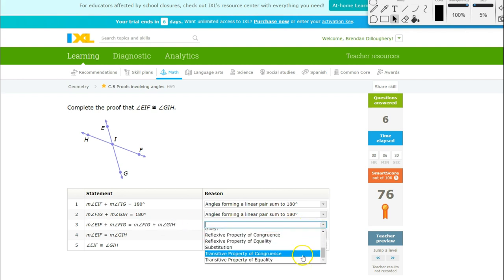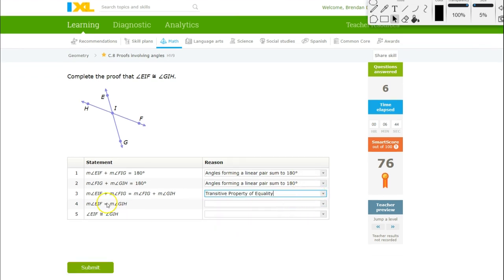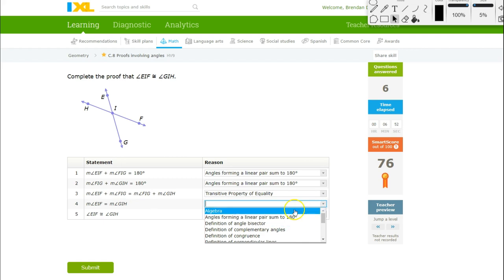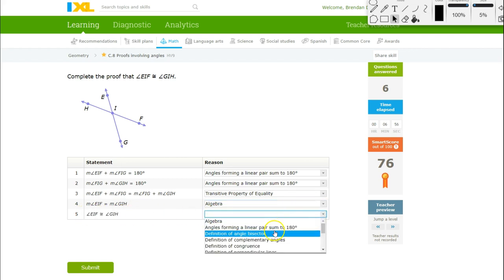You're starting to see most of these, or of equality, this is algebra. You're starting to see that a lot of these start to look the same, right? Because we don't have that many tools yet, so the proofs do end up looking the same. As we learn more and more tools, they start to become different. Okay, let's look. Angle EIF is the same as GIH, so we just subtracted FIG here. And so that's algebra, or subtraction property of equality, and then definition of congruence to get here.